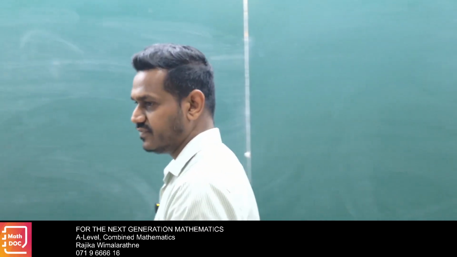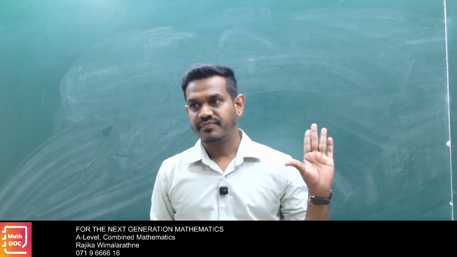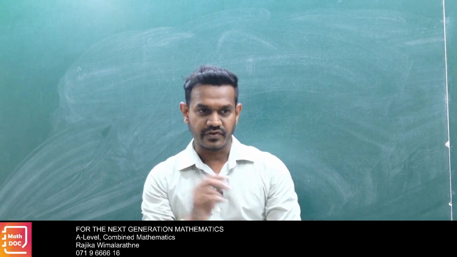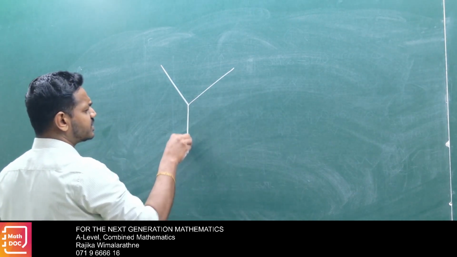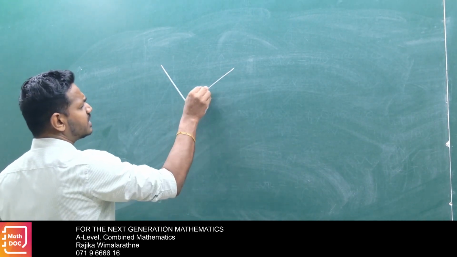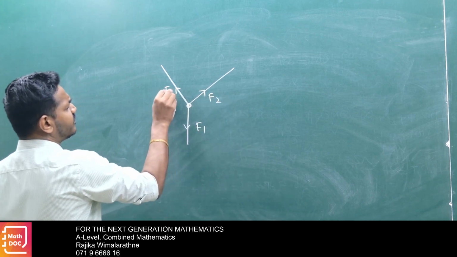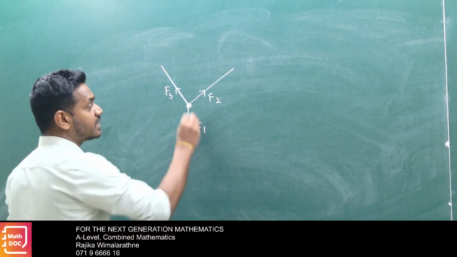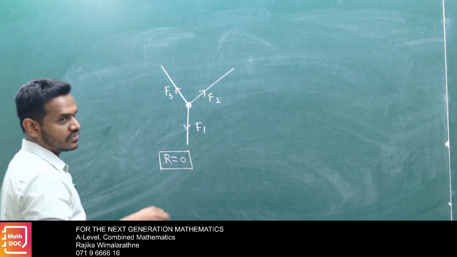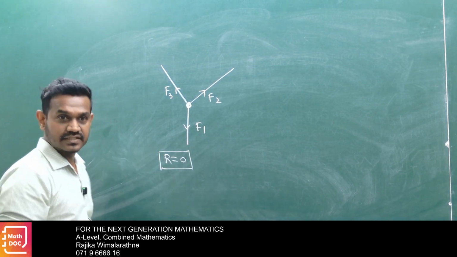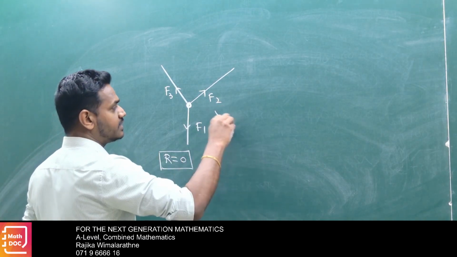Okay, now see this one. We have a technique, but before that, consider this. At this vertex, there are three forces, say F1, F2, F3. If the particle is in equilibrium, it means no resultant. Then we can sketch a force triangle here.